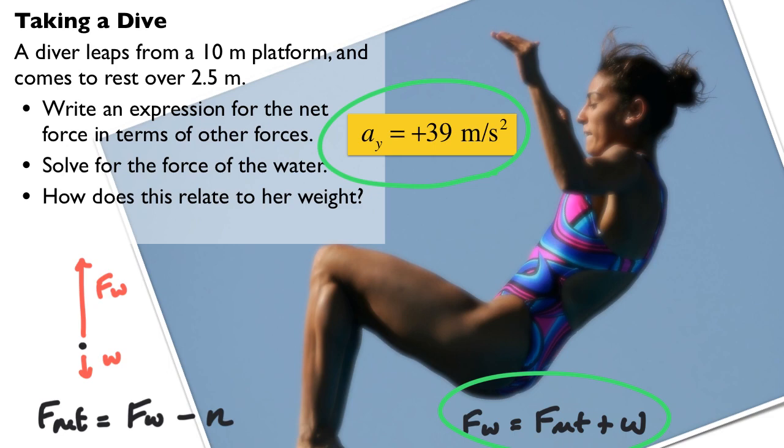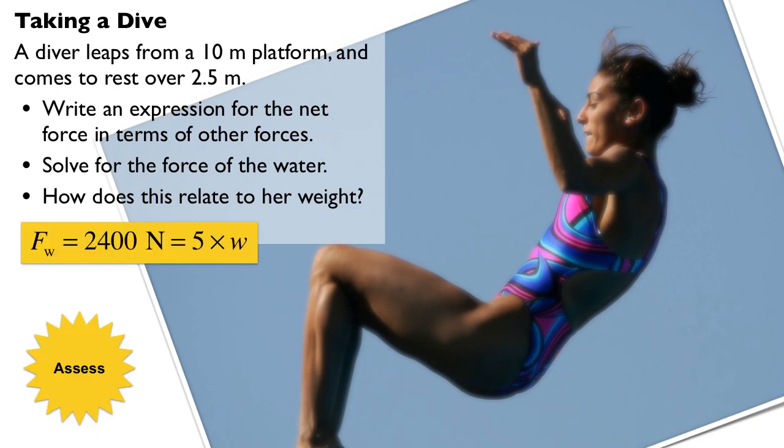Now, force of the water is equal to F net plus W, but check it out. I know what F net is because remember, F net is just equal to M times A. And I know what W is. W is just the weight force. That's just equal to M times G. I have everything in hand to be able to calculate what the force of the water is. And I end up with the force of the water is 2,400 newtons, and that's about 5 times her weight.